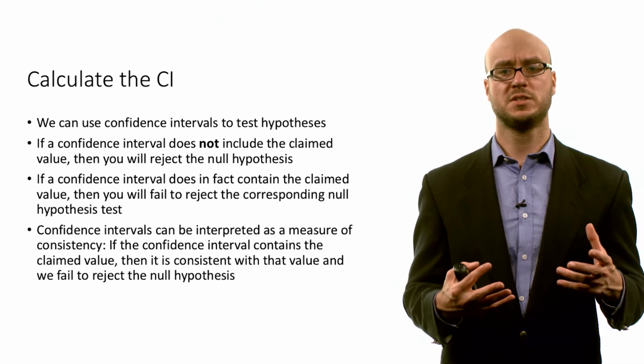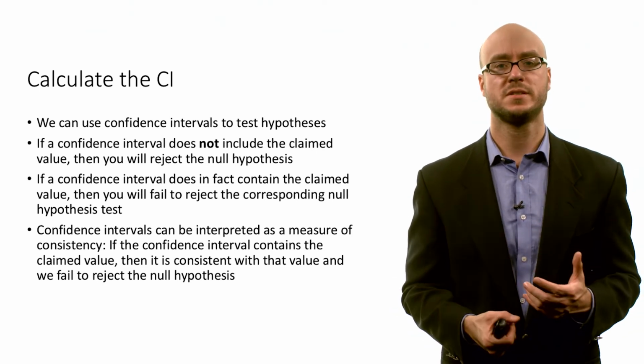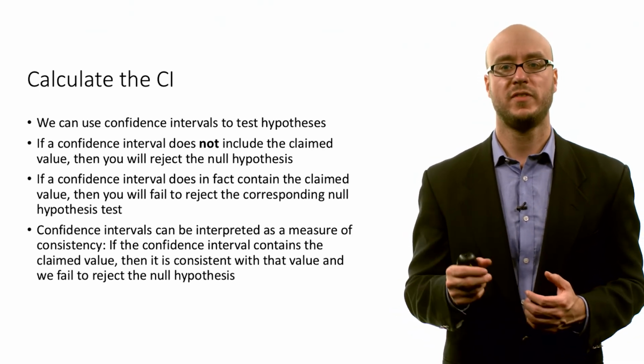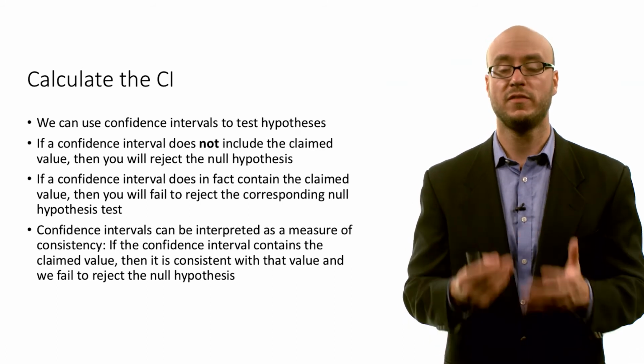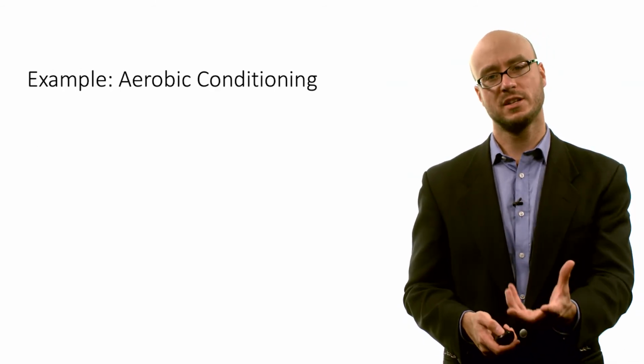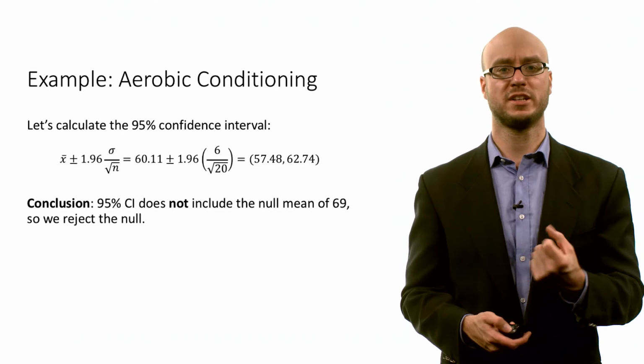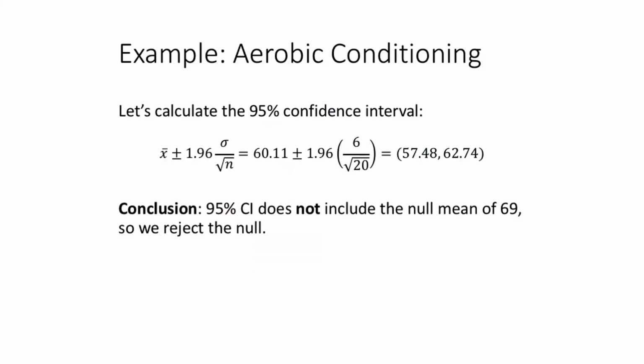One way to think of confidence intervals is as a measure of consistency. If the confidence interval contains the claimed value, then it's consistent with that value, and we fail to reject the null. So let's go back to this example of aerobic conditioning. Let's collect a 95% confidence interval. A 95% confidence interval is simply our point estimate plus or minus 1.96, our value of z star, because when we have plus or minus 1.96, we're going to capture 95% of those sample means around the population mean.